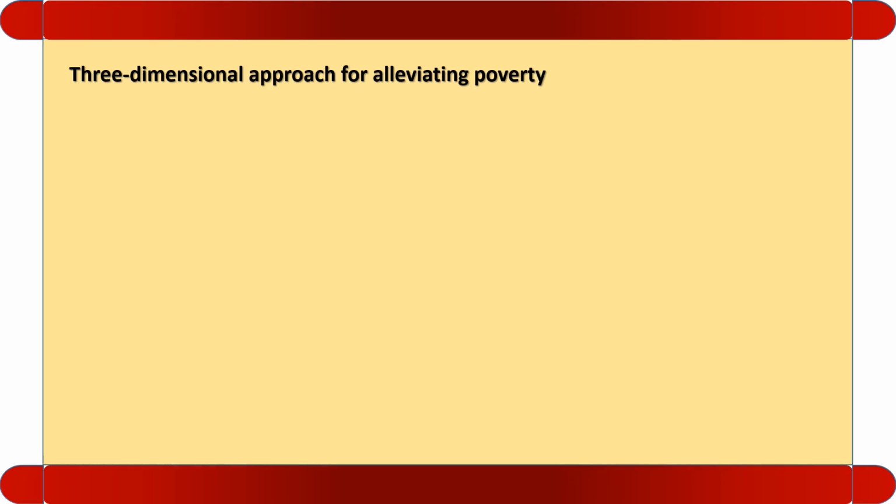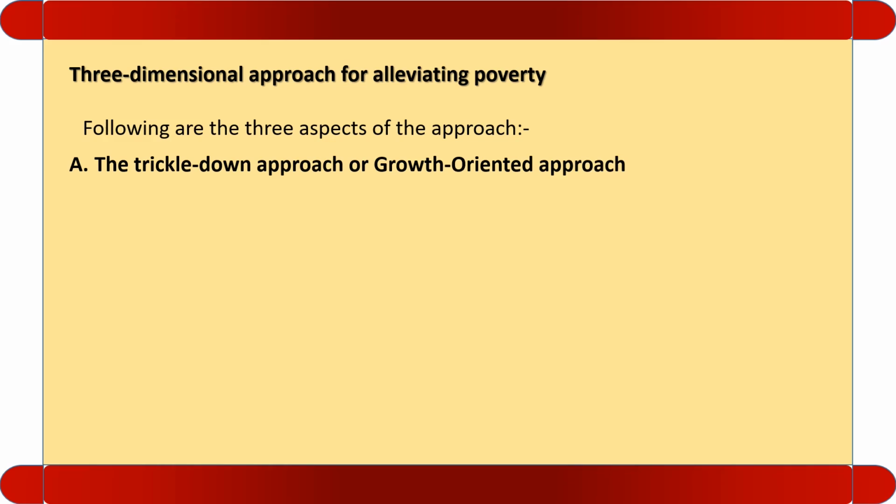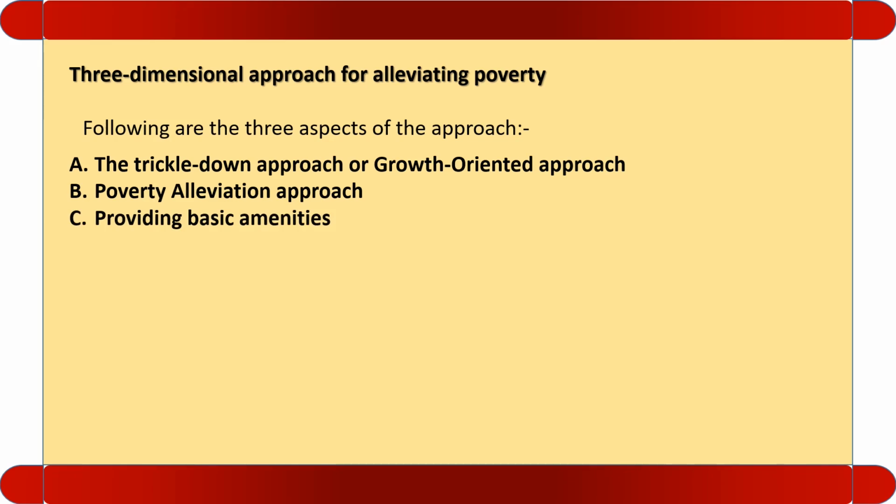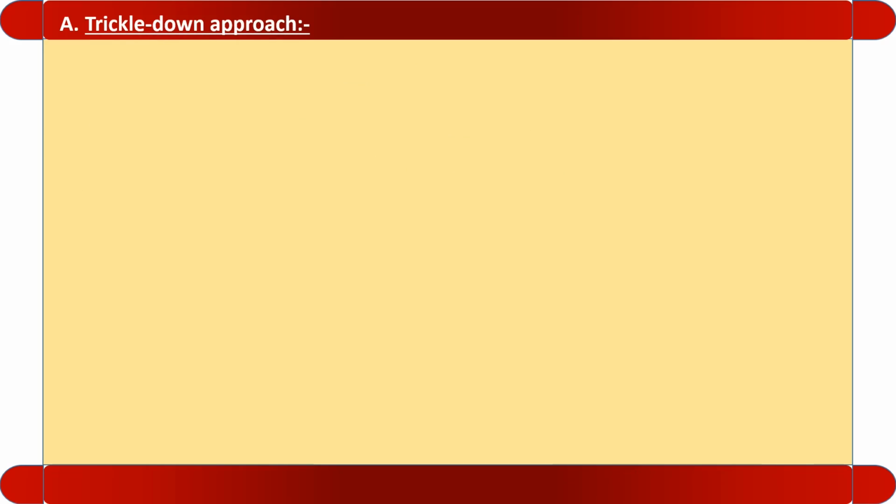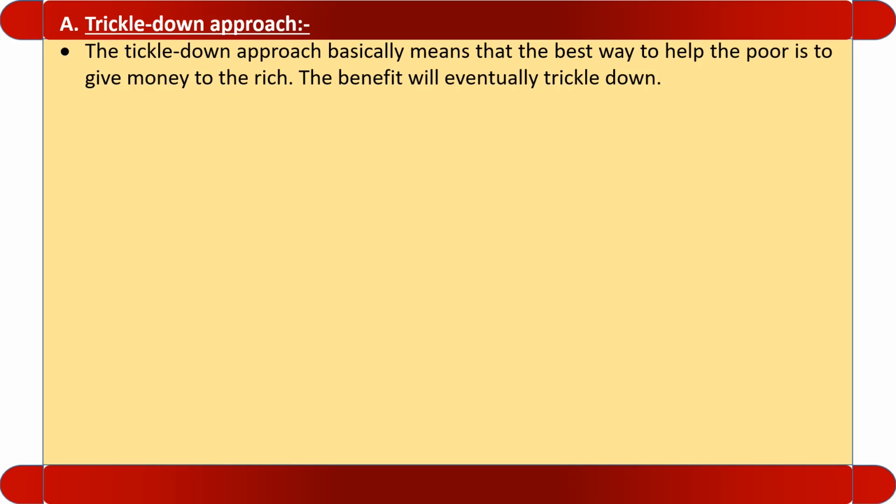Government opted ways and means to solve the problem of poverty, and in this direction government opted the three-dimensional approach. Following are the three aspects of the approach. Number one, the trickle-down approach, or commonly called growth-oriented approach. Second step in this direction is poverty alleviation program, and the third is providing basic amenities. Let us see what is the trickle-down approach or the growth-oriented approach.